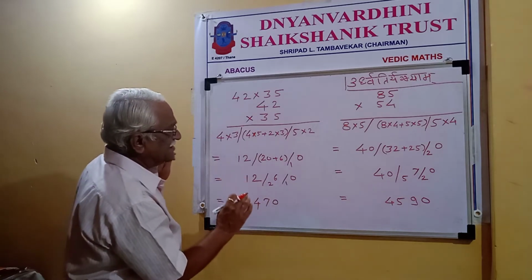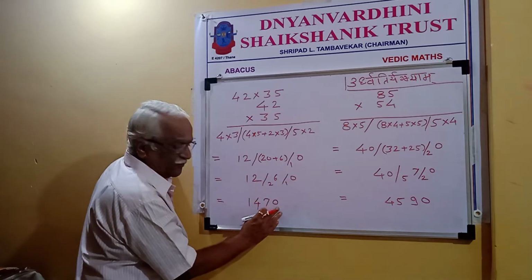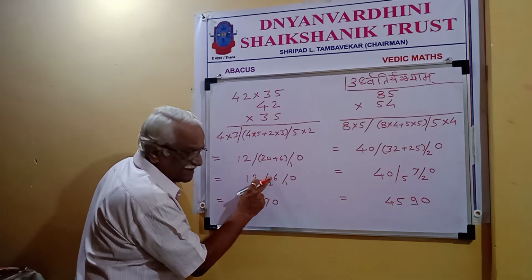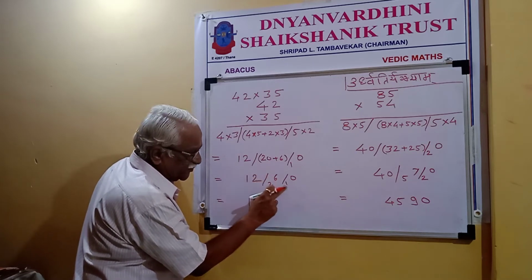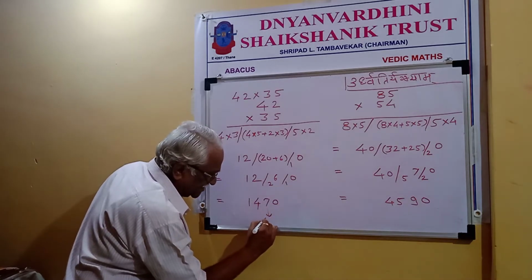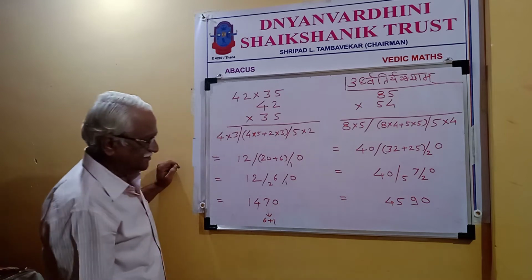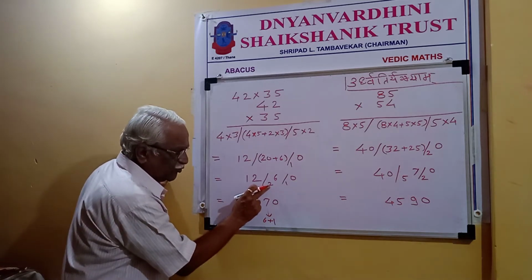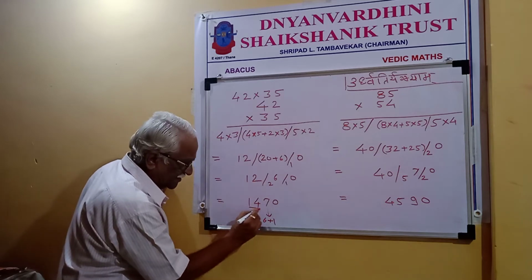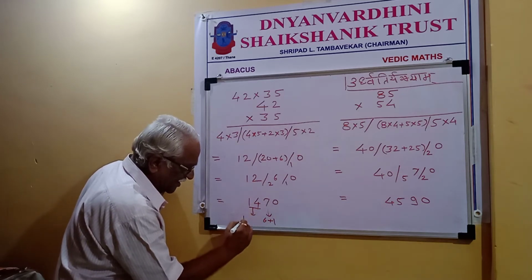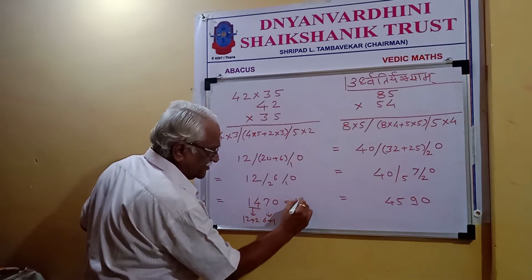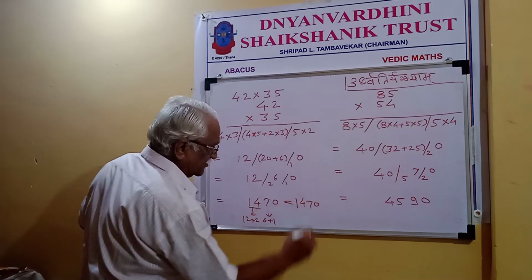Now while writing the answer we have written 0. We have to add this 1 into this 6, that is 6 plus 1, that is 7. That 7 comes here. Then we have to add 2 in the 12, that is 14. That 14 comes here as 12 plus 2. So our answer is 1470.